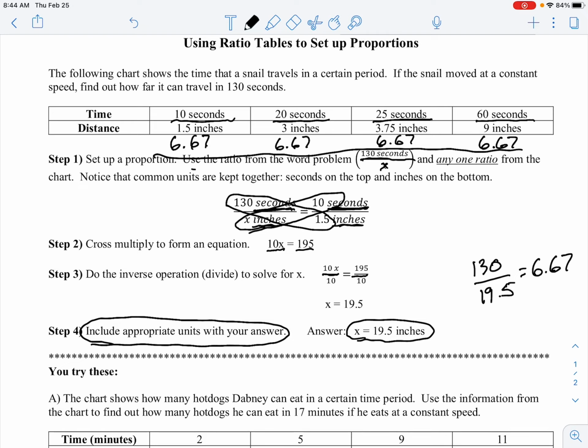So that's a good way you can check to see if your answer is correct, as long as you divide it the same way. So we did time divided by distance here. So to test out your answer, divide the time you were worried about, 130 seconds, by the distance you got and see if you get the same ratio. If you get something different, you'll know that you might have to go back and check one of your steps there.